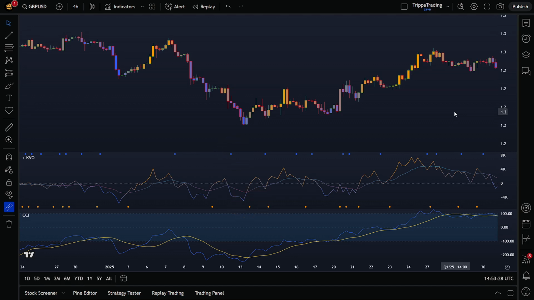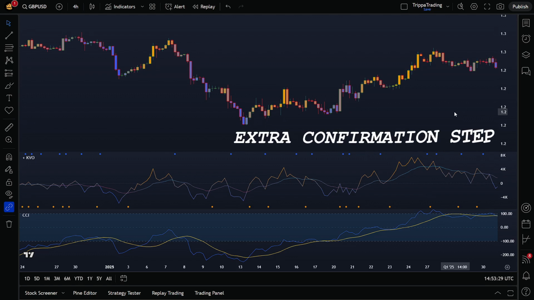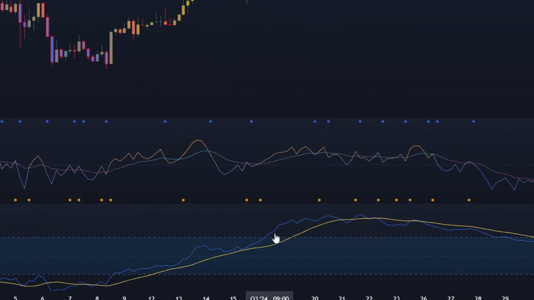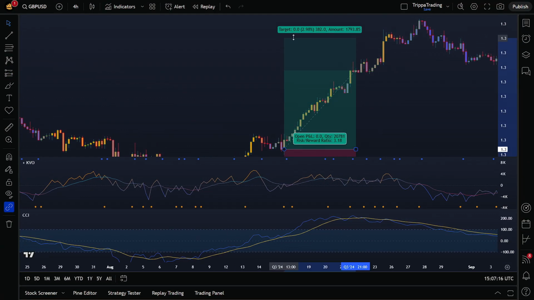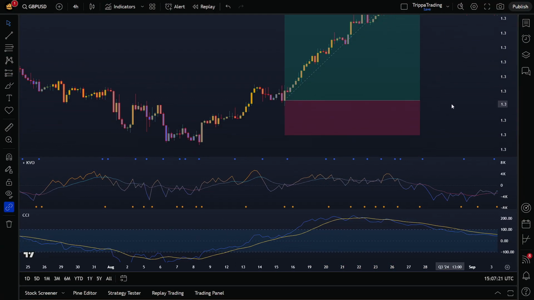To further refine our strategy, we add an extra confirmation step. We only take a trade when the CCI line is also above its moving average. Let's look at an example. Here, we have a buy signal from the Klinger oscillator, and the CCI line is above the center line and above its moving average, confirming the bullish momentum. This is a valid trade.